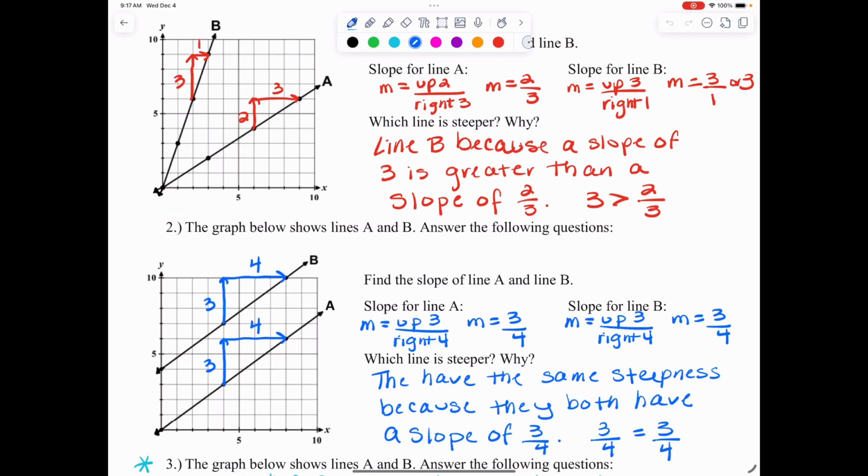Right, now that you had a chance to try number 2, let's look at the answers. The slope for line A, you went up 3 to the right 4. So that's a slope of 3/4. And then for line B, you went up 3 to the right 4. That's a slope of 3/4. So we thought they were the same steepness, and now we have the mathematical proof. They have the same steepness because they both have a slope of 3/4. 3/4 is equal to 3/4. Their slopes are the same. So they have the same exact steepness.